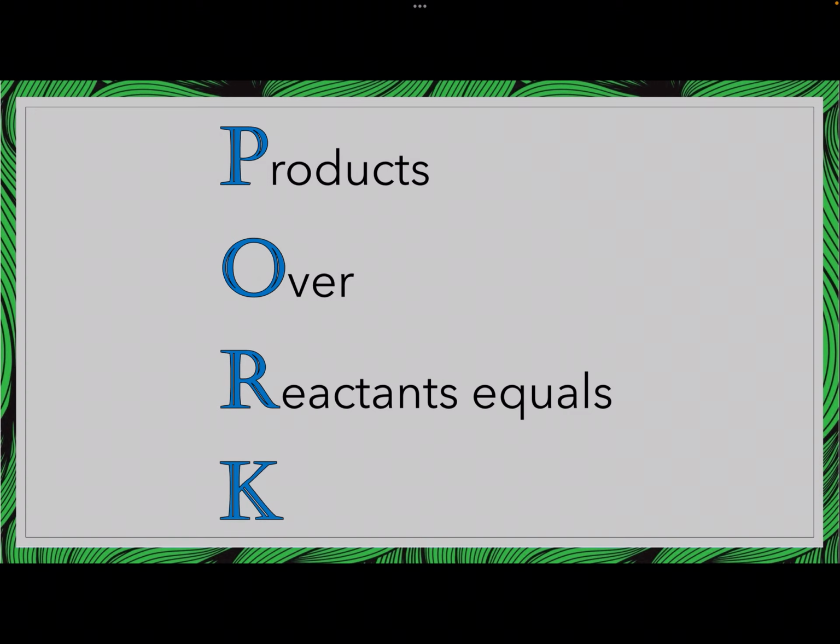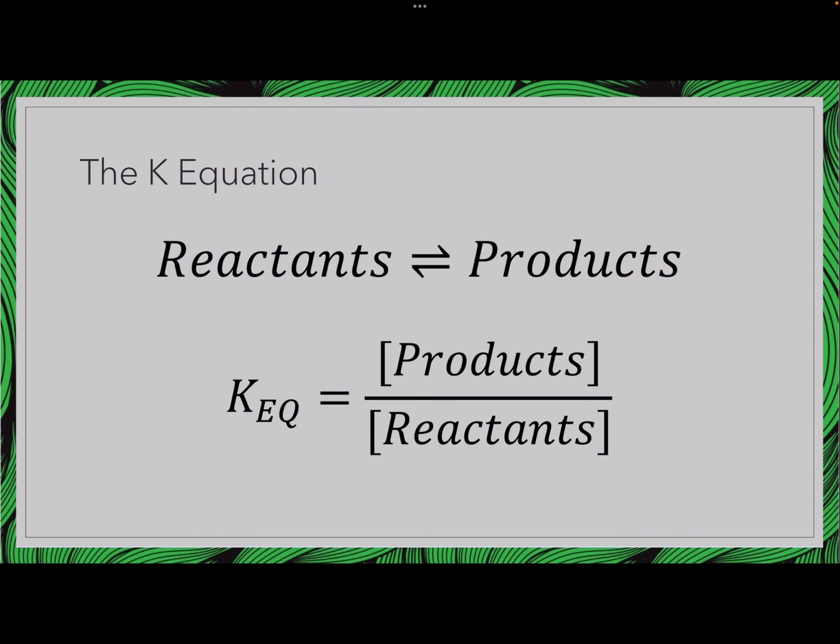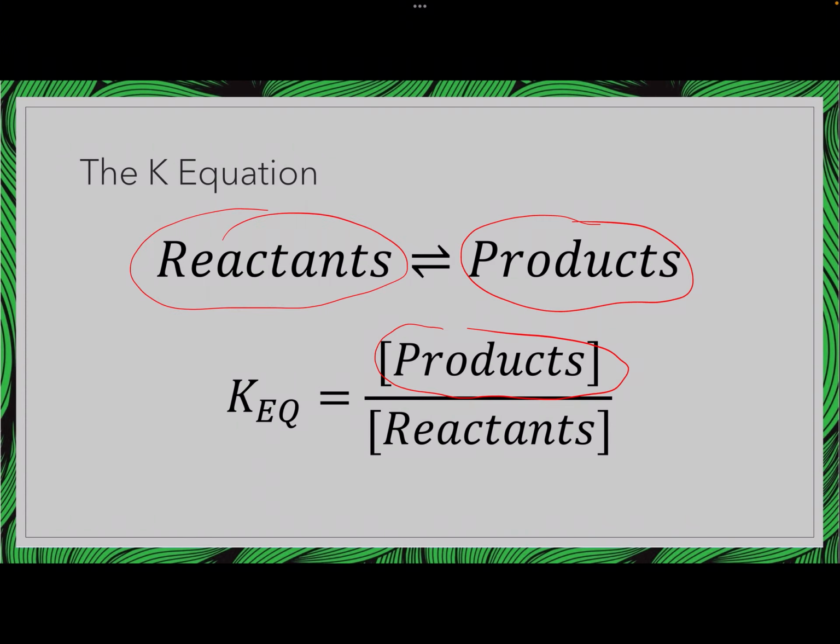I'm going to be using that quite a bit. I still use it occasionally when I'm trying to remember which way to put them, so I find it really useful. So products over reactants. If we have products, we're going to put the concentration of the products at the top. Reactants, the concentration of the reactants, goes at the bottom.